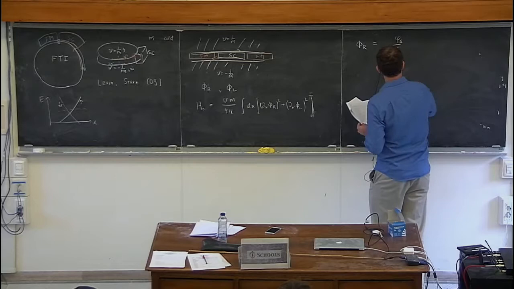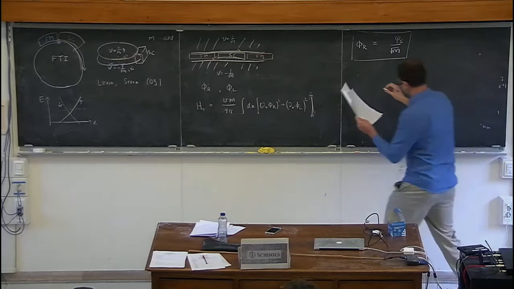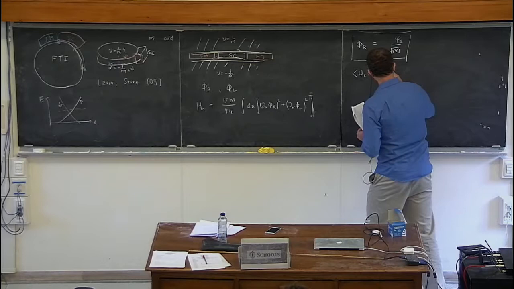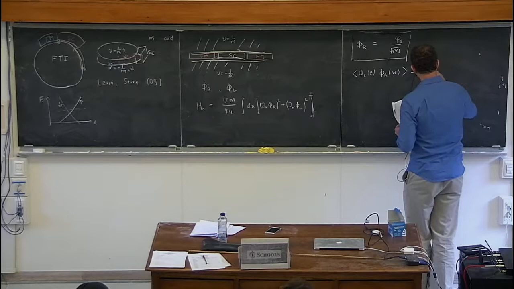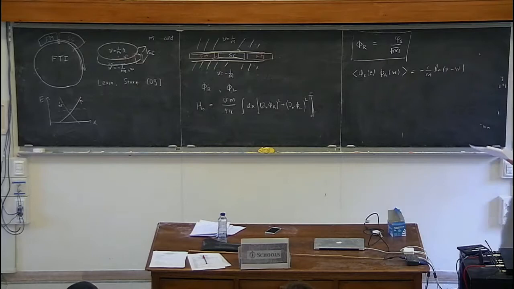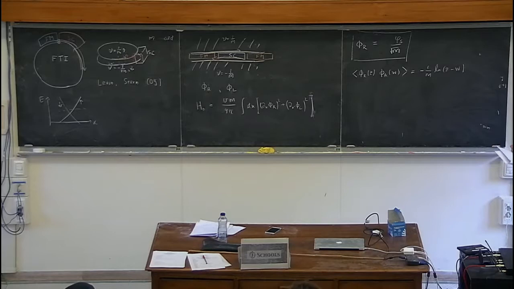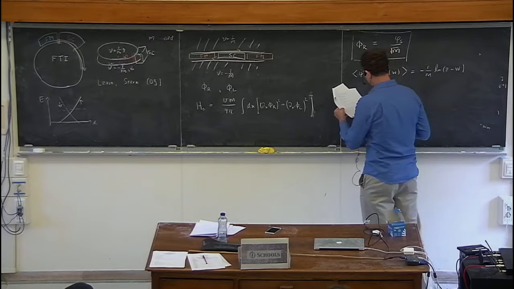Correspondingly, if you take the correlator within H_0, within this Hamiltonian, of φ_R(z) times φ_R(w), that is equal to -1/m times log(z - w). Then we have a whole dictionary that relates these operators, φ_R and φ_L, to physical observables of the system on the edge. There's a whole recipe for how to write the different operators.